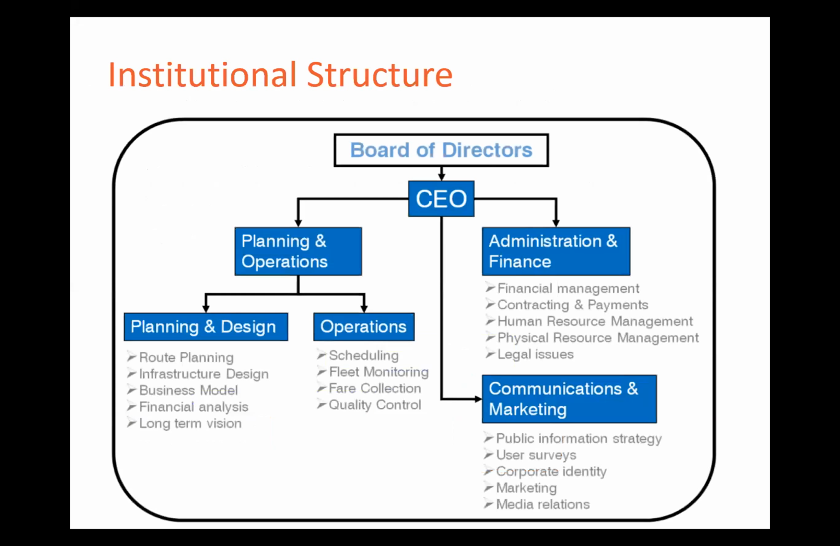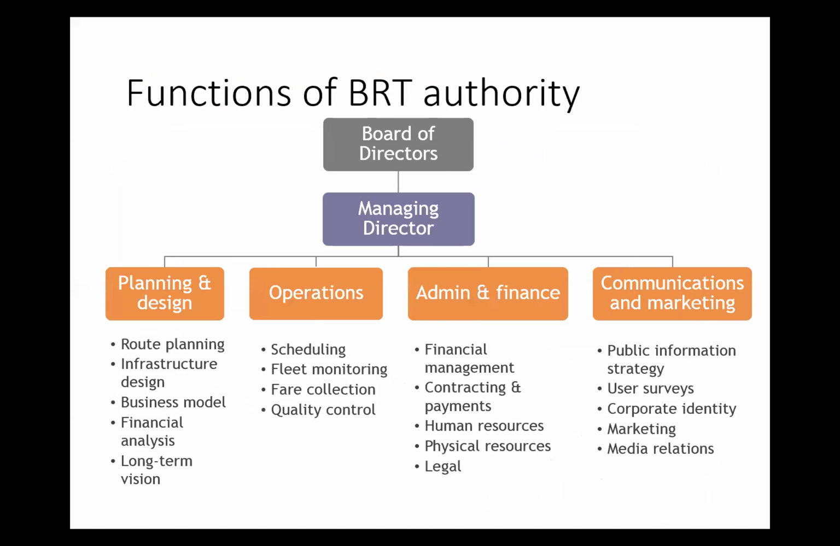So this is a kind of institutional structure for an agency. You have a CEO, and then you have a couple of different tracks. You have administration and finance, you have communications and marketing, and you have planning and operations. And under planning, it's about route planning, as well as planning for new corridors, and operations is about scheduling and control. This is the same thing.